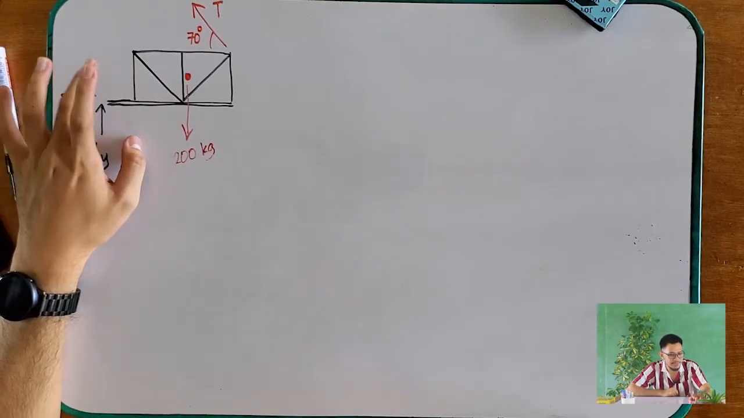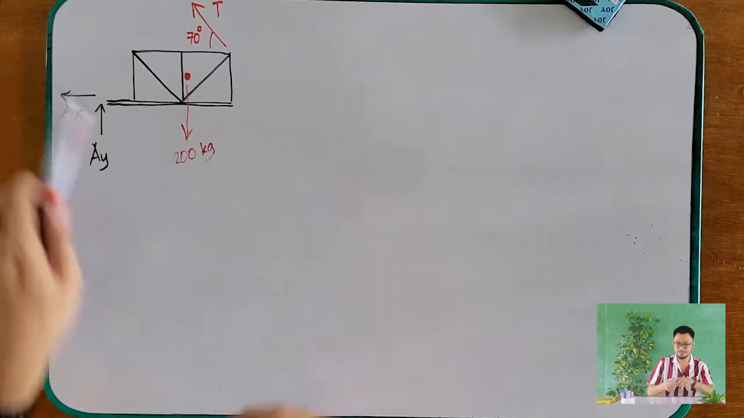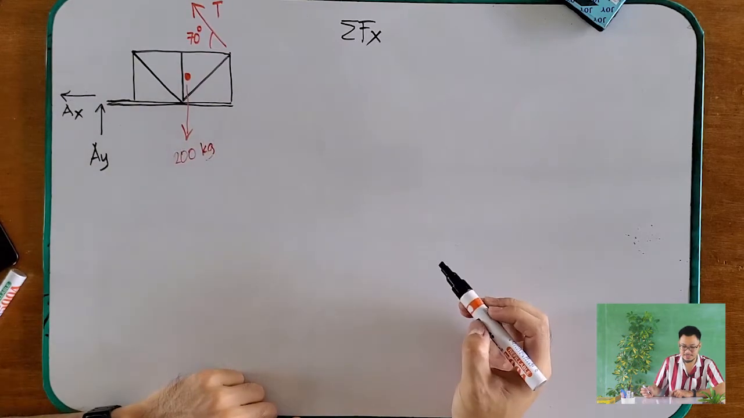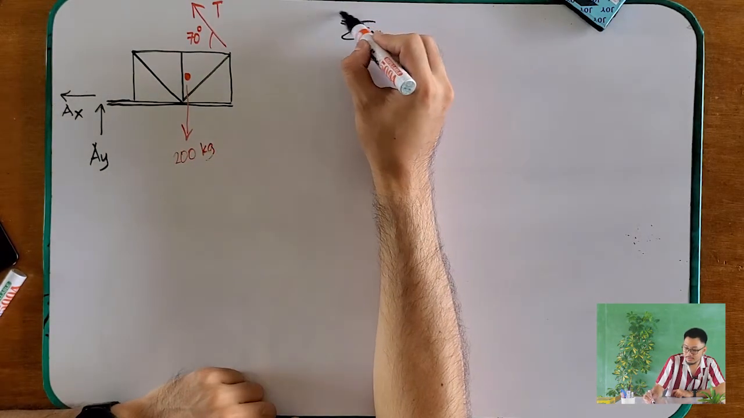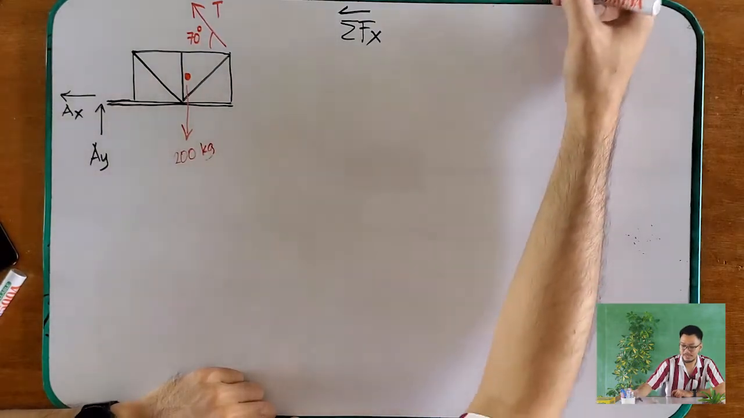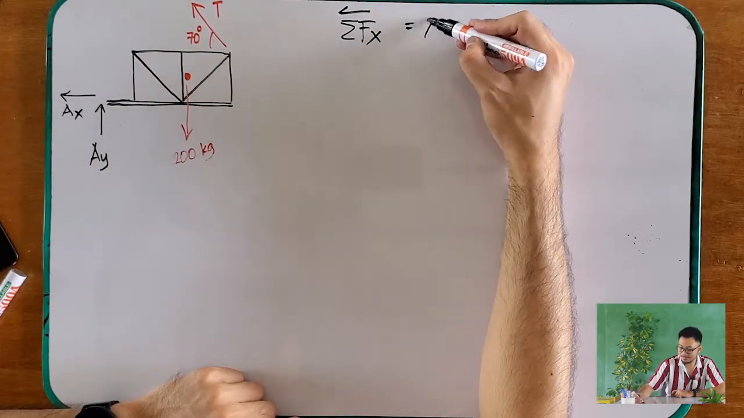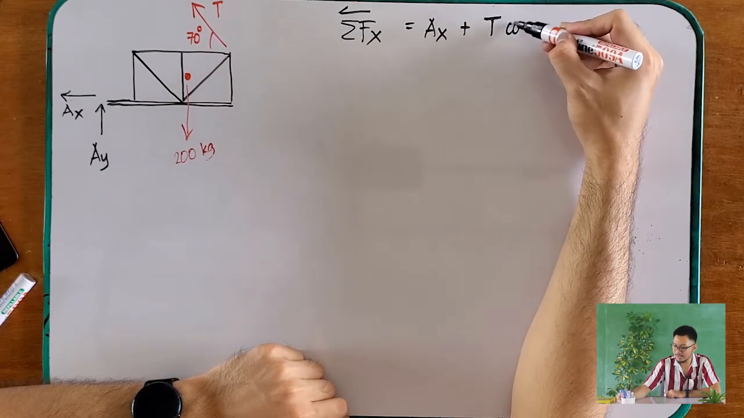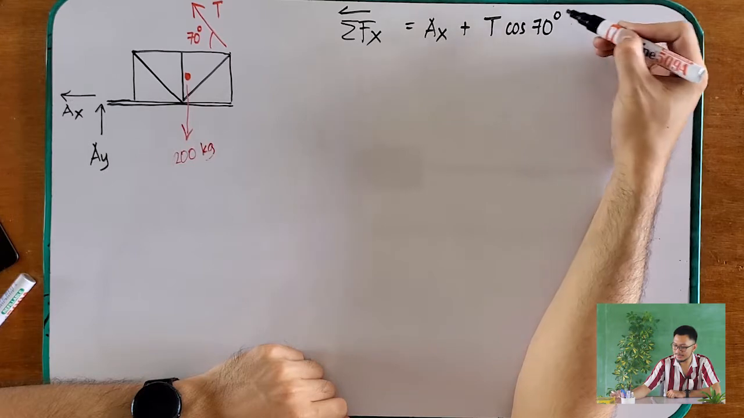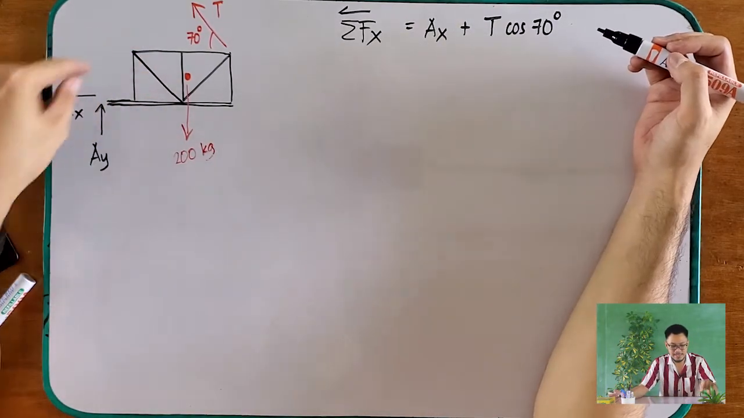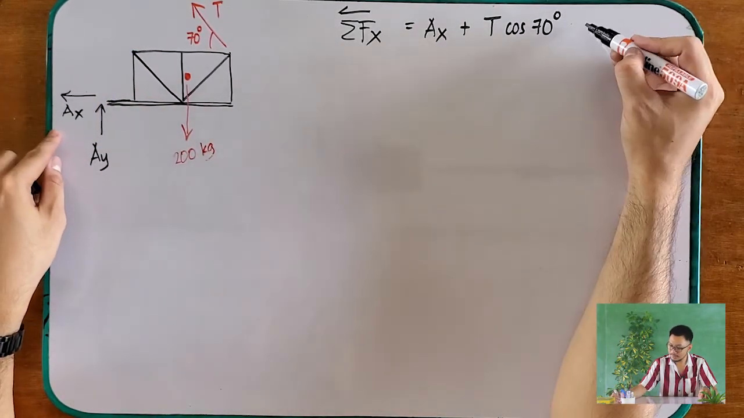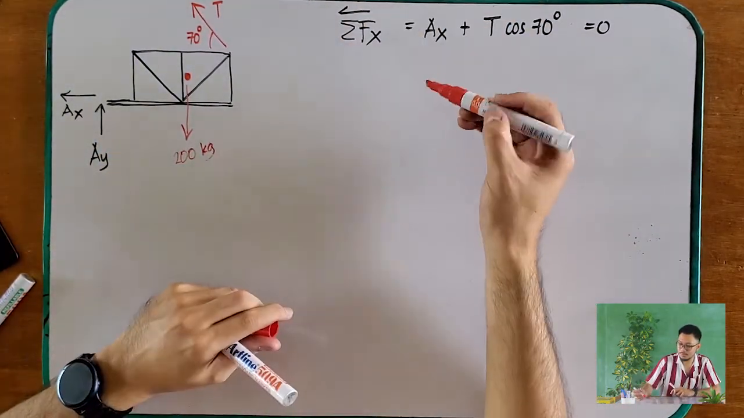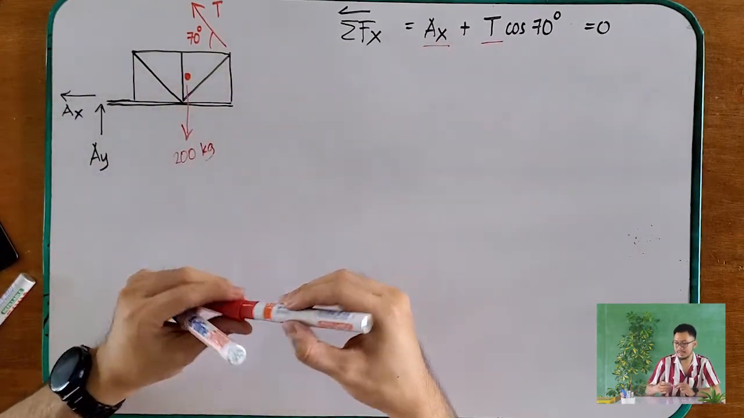If we're going to sum these forces along the x, let's see. Summation of forces along the x. And then let's just say that our direction going there is positive. So what do we have? Ax plus T cosine of 70 degrees equals 0. We have two unknowns, 1, 2. So we cannot solve this one yet.